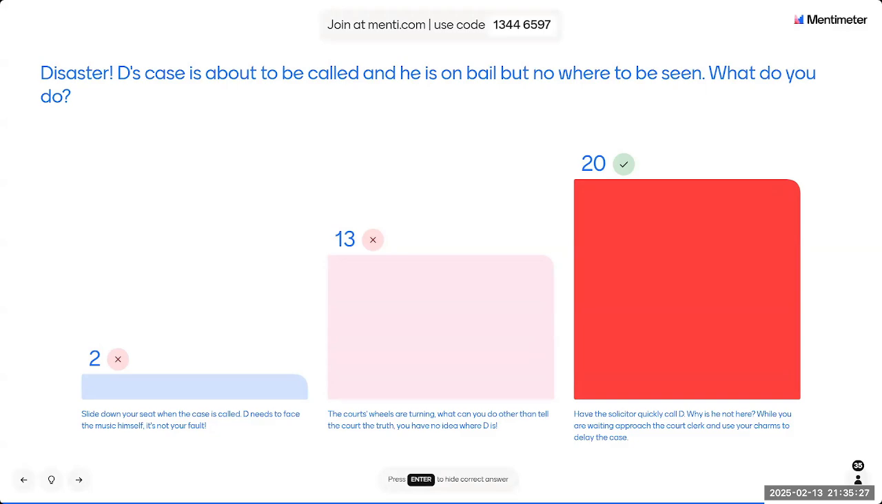But you also need to take some instructions, right? Why is he late? Is it because the MTR has broken down? Is he in hospital? Has his dog just died? What's the reason? So that if the case is called, you have an explanation. Because if the case is called and he's not here, he's on bail, the magistrate could just issue a warrant for his arrest. So you want to avoid that situation.